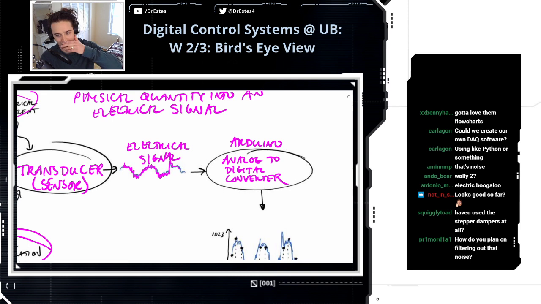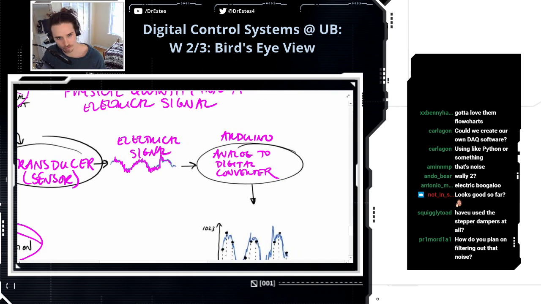Primordial says, how do I plan on filtering out that noise? Well, one strategy is a part of this flowchart. There's different ways. If I could mechanically damp out some of those vibrations, that would be good. Maybe the chassis that I built is just too flimsy, and maybe I need to make it a little more structurally solid so that it just doesn't shake around as much. But there's other things you can do.